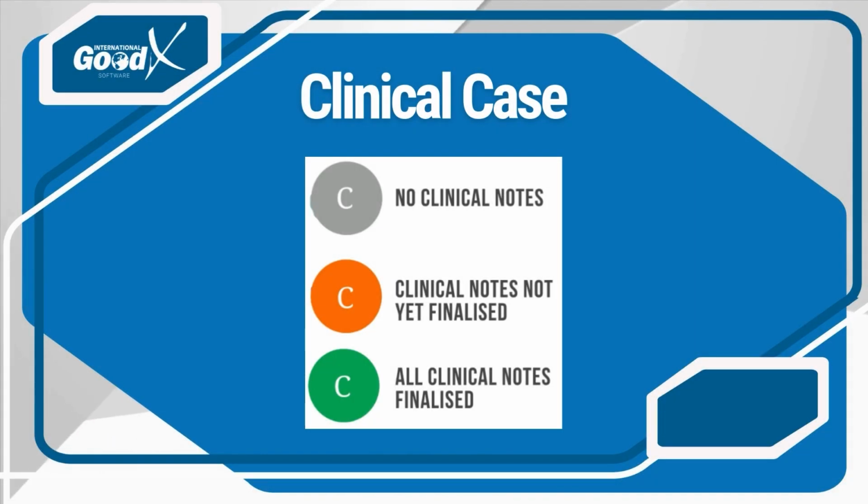The C icon stands for clinical case. Gray means no clinical notes have been added. For example, the practitioner didn't write notes after a consultation. Orange means notes were added but not finalized. This might happen if a practitioner starts writing during a session but hasn't saved it yet. Green means all notes have been completed and finalized. That means the full treatment notes are captured and saved.